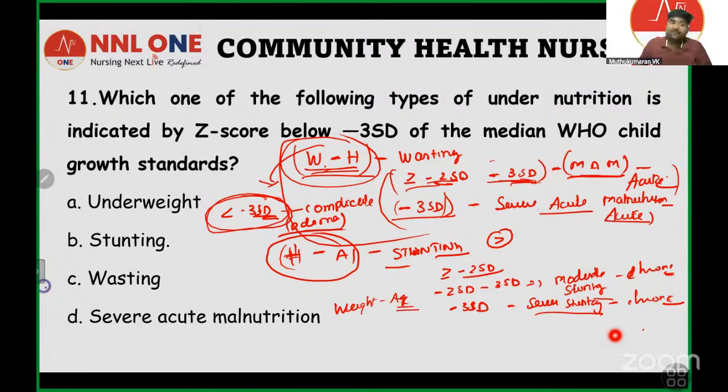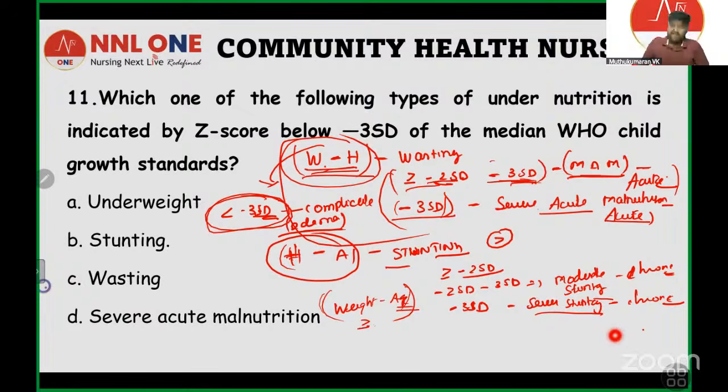Weight for age. Here we are having underweight, moderate underweight, and severe underweight. Here they have clearly mentioned weight for age. Only for a particular age, the child doubles the weight at 6 months. So now weight for age I am going to calculate.